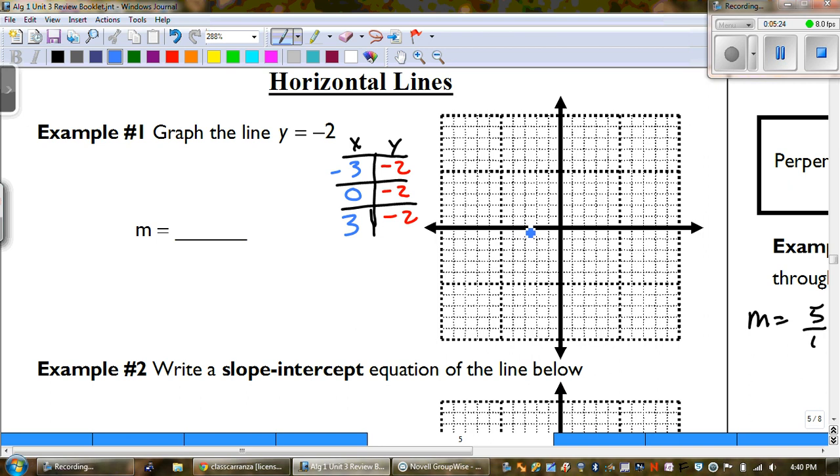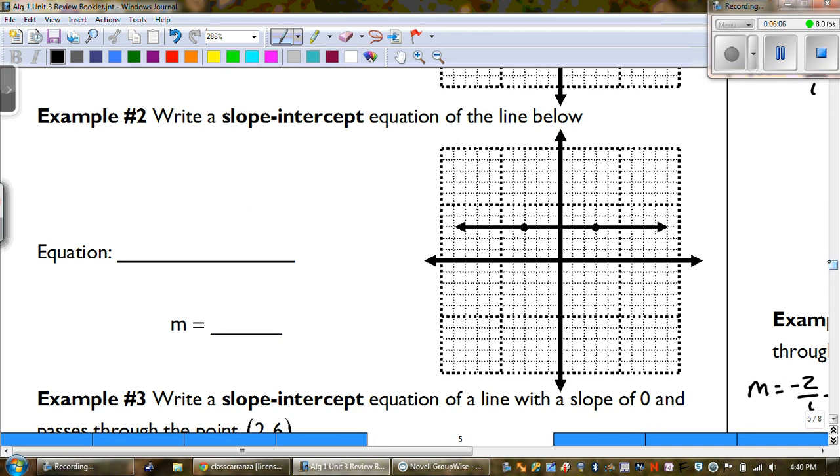So when X is -3, Y is -2. When X is 0, Y is -2. Or when X is 3, Y is -2. And when you're done, you get this line that goes straight across. Okay, that is a horizontal line. When we have a horizontal line, it's lazy. It's flat. It just says, I'm going to lay down. That's a 0 slope. Okay? That's something that you just need to memorize.